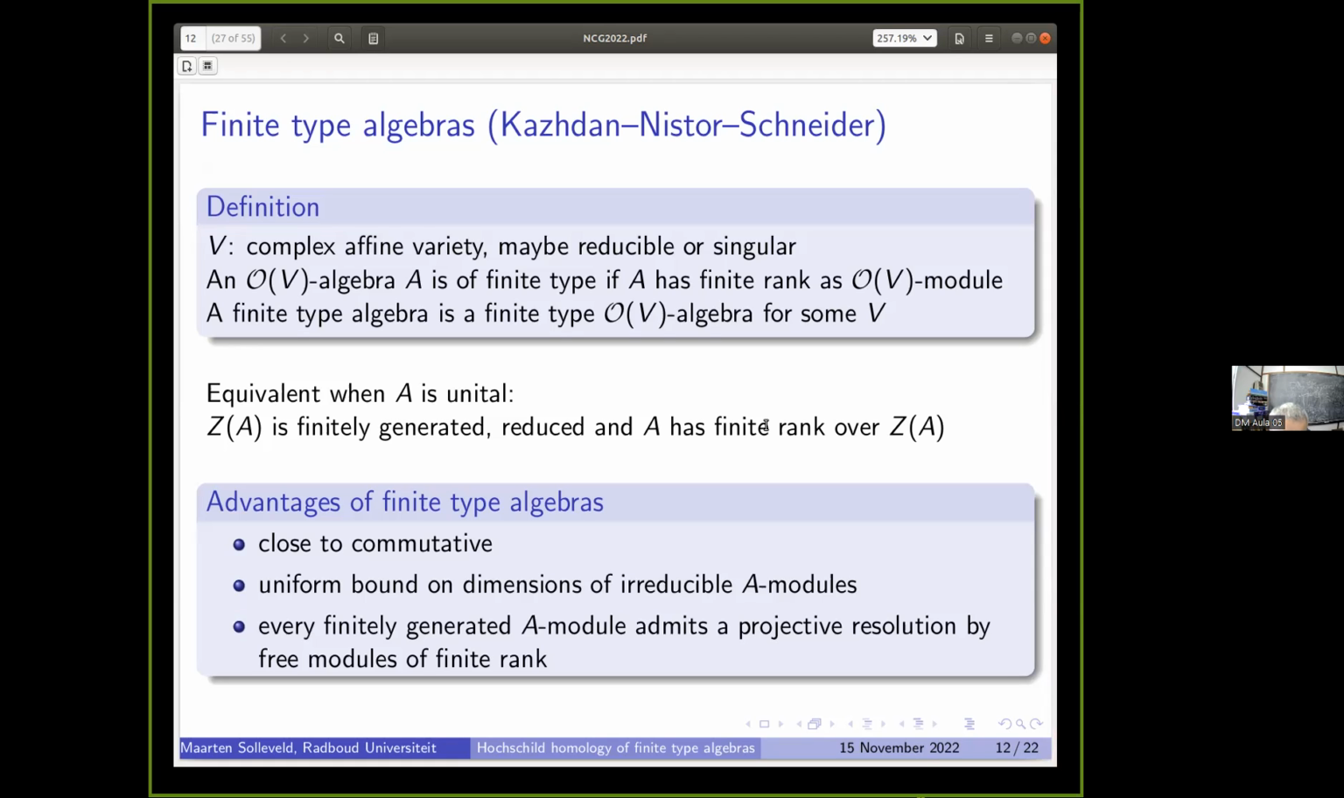Sorry, a little question. In your definition of finite rank, you allow for the torsion of A as an O(V)-module to be as large as you can imagine? Yes. I think that this is something you should allow, because I also want to allow quotients of such algebras. So, yeah, it turns out it doesn't really matter so much.